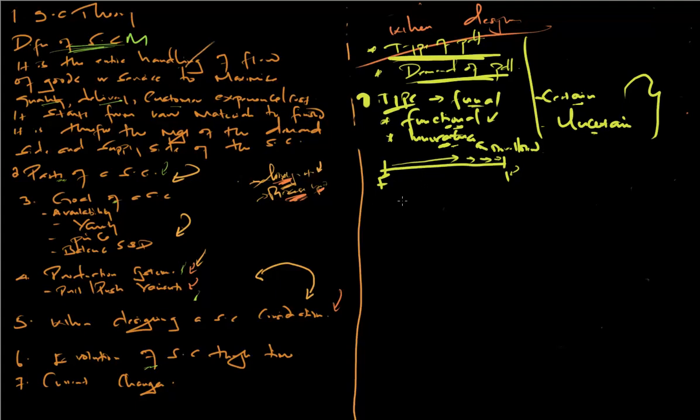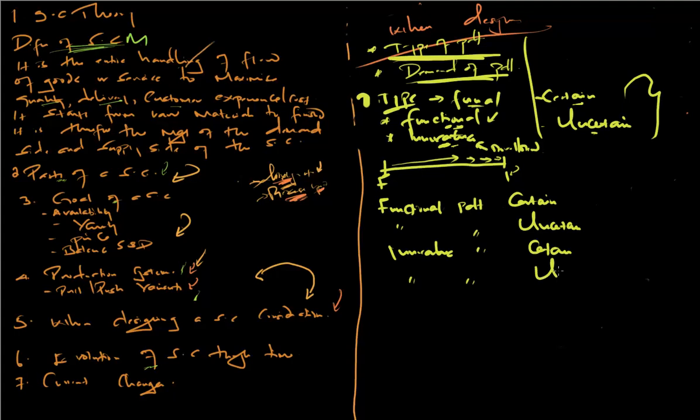So then when determining whether you will design the supply chain this way or that way, you have the following four combinations. You have a functional product whose demand is certain. Then you have a functional product whose demand is uncertain. Then you have an innovative product whose demand is certain. Then you have an innovative product whose demand is uncertain.